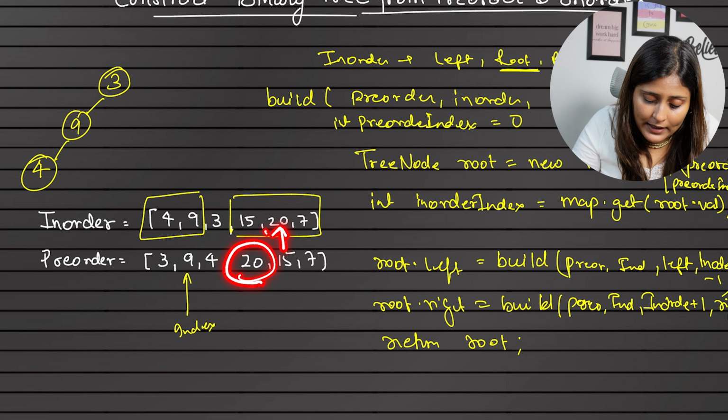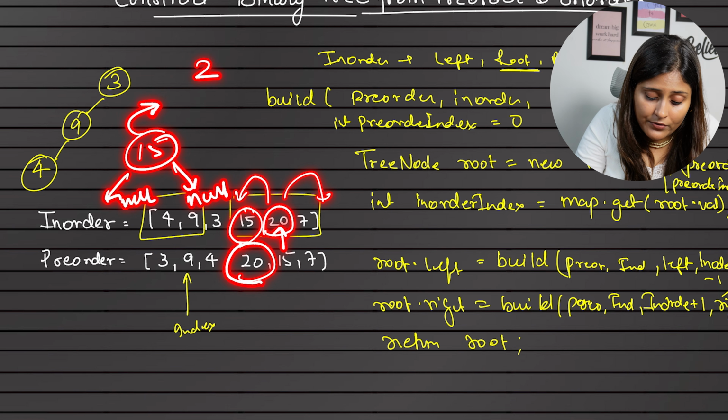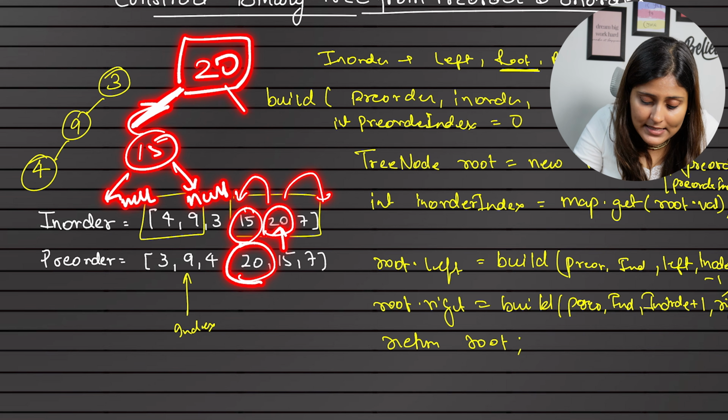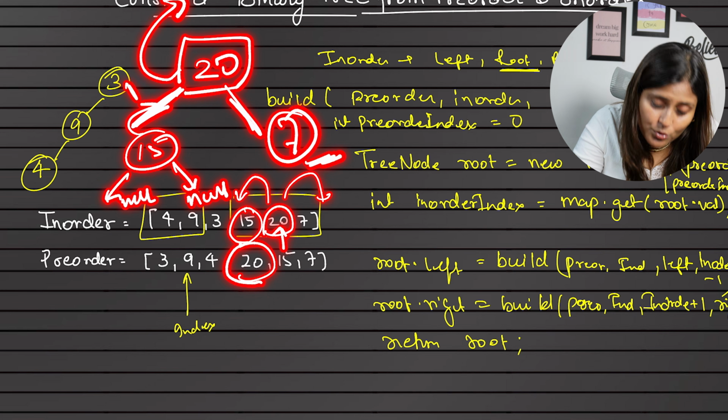Okay, so for 20 this will be left side, this will be right side, so we'll go for 15. Similarly for 15 this root is null, left side right side is null. Now we'll return 15 and 15 will get returned and will get attached to 20's left. Similarly 7 will get attached to 20's right. Now we'll return 20, that will get attached to 3's right.